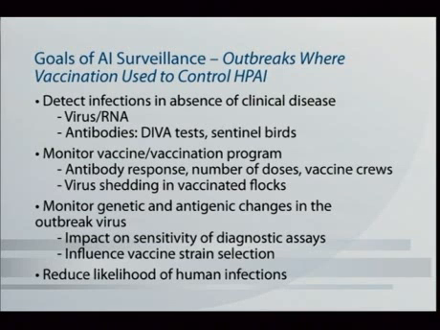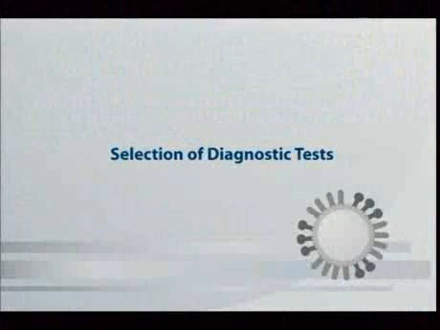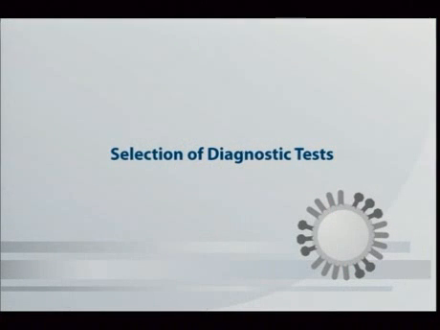And probably the most important goal of surveillance is to reduce the likelihood of human infections. I think a lot of the countries that have implemented vaccination to control the high-path H5N1 are countries that have reported the most human infections, and I think this is a really important part of any vaccination strategy. So let's look at some of the diagnostic tests that are available.